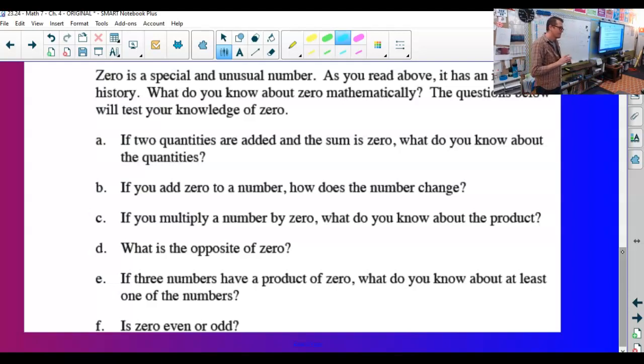Well, if two quantities add to 0, that means they probably have to be a negative and a positive. So that means like negative 1 plus 1. Matt, hit me with what you guys said.